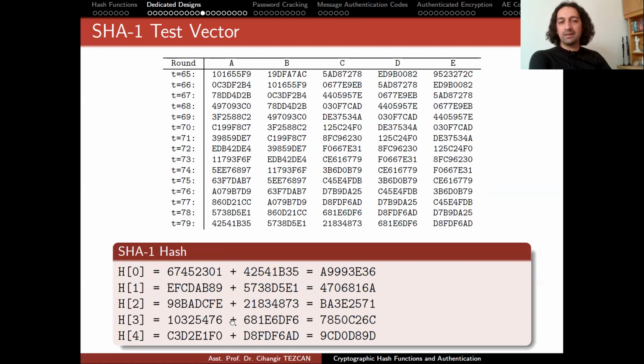You add them. This is not an XOR, by the way. It is really a modular addition. It's a 2 to the 32 modulo addition operation, and these are your hash values. So this is how a hash function works.